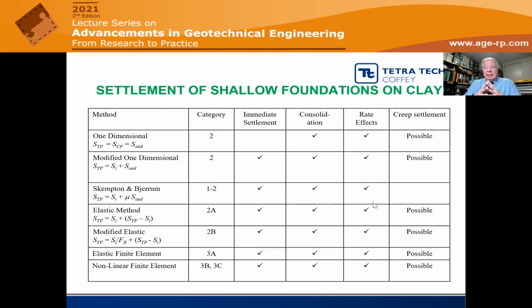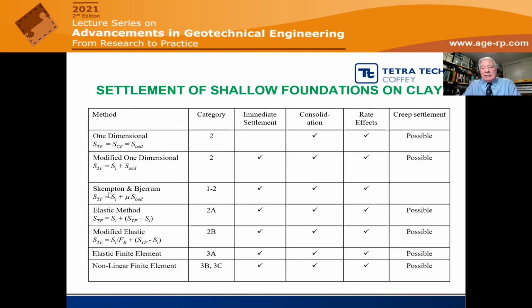So let me now move on to the issue of how we estimate the settlement of foundations on clay. And we have a number of methods here. I won't have time to go into all of these, but we start off with the traditional one-dimensional method, which was the original Terzaghi method developed back almost a century ago. And that says that the settlement process is one-dimensional, so that when we put a vertical load on, we will get a vertical settlement, and that will be as a consequence of the consolidation of the clay. And so that is the only component of settlement we have.